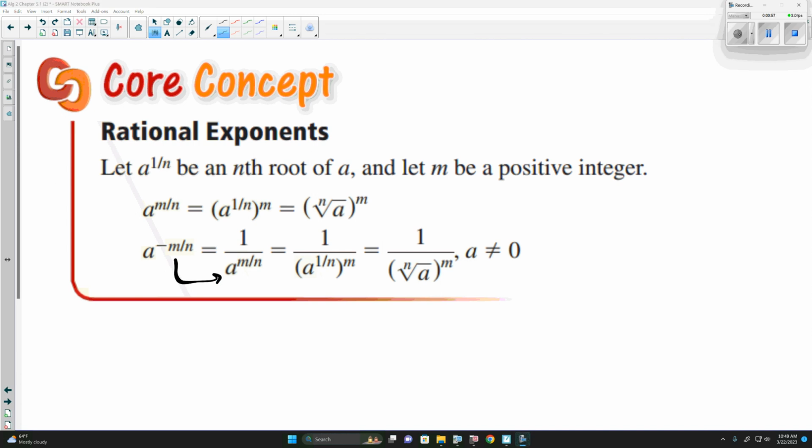So to make an exponent positive, we move it from the numerator to the denominator, or denominator to the numerator. Move it from the top of the fraction to the bottom, or bottom to the top, guys. Then we can rewrite it as a to the 1 over n, to the m, which is the same as 1 over the nth root of a to the m. And it makes it easier to simplify or solve.